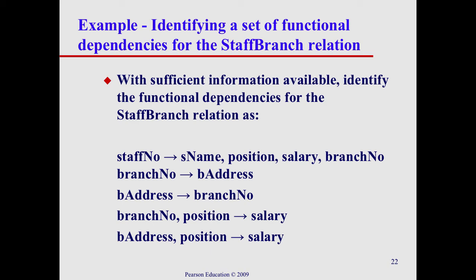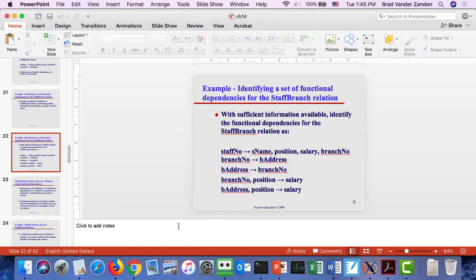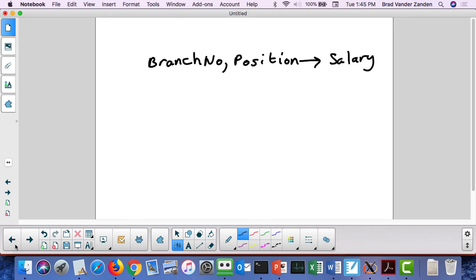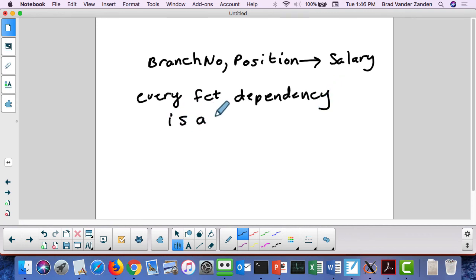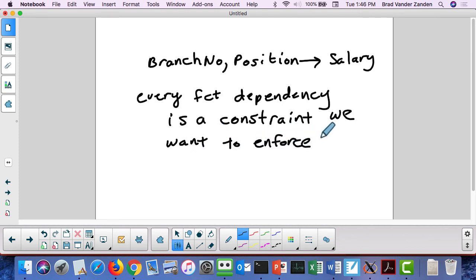That's so important, I'm going to write it down, because I want you to also, this is important. Basically, every functional dependency is a constraint we want to enforce in the database.